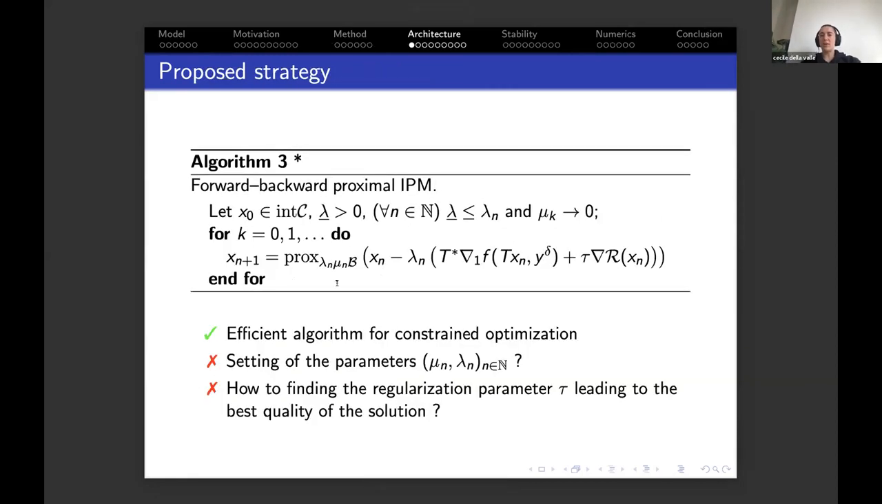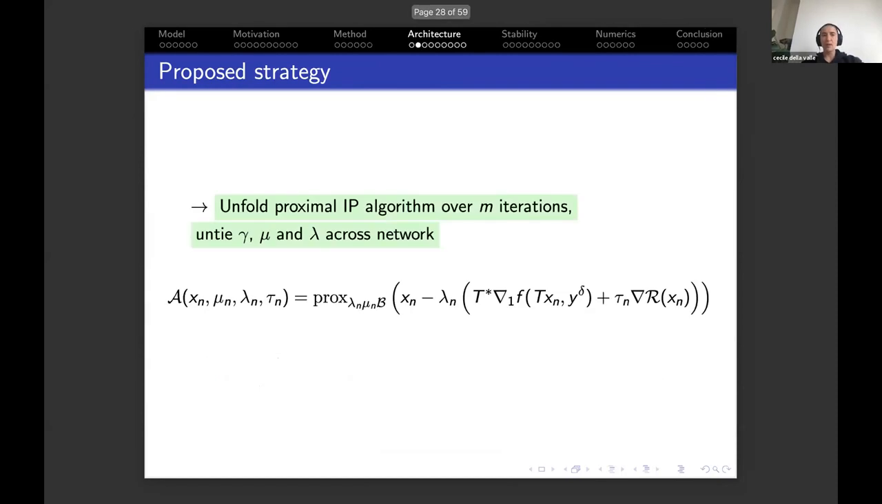Now I have to rewrite my algorithm, but I still didn't plug in any neural network. So the question that I have now that I have my algorithm is how do I set the parameters, the barrier parameter and the gradient descent parameter? And I still haven't found the regularization parameter leading to the best quality of the solution.